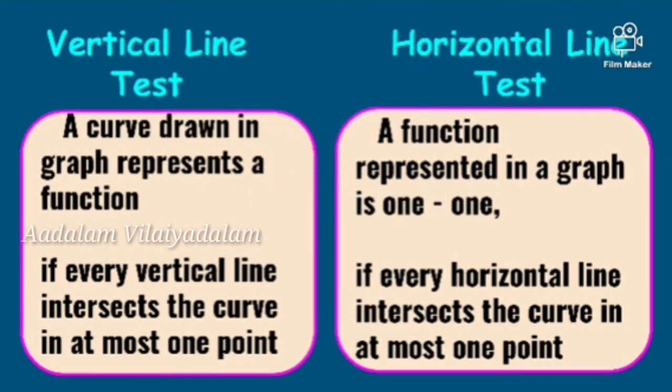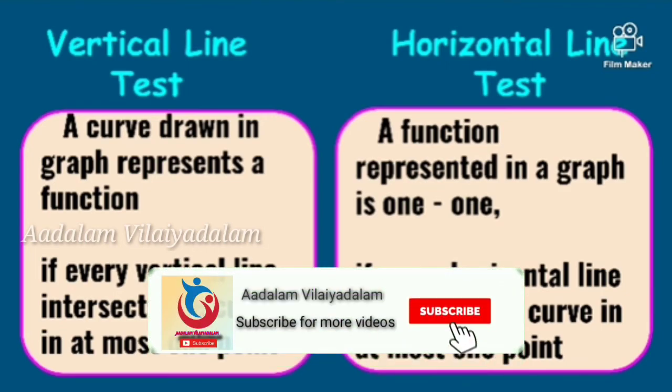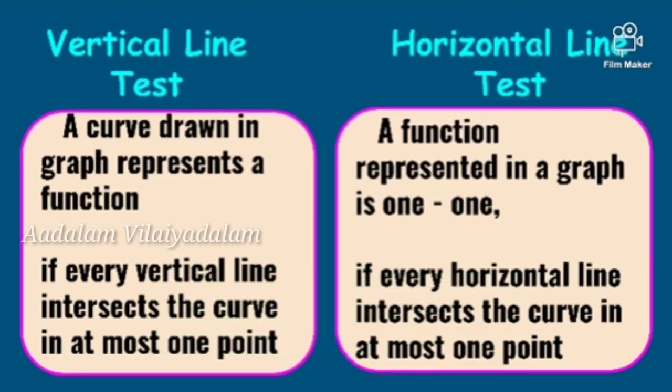Finally, here I would like to introduce the vertical line test and horizontal line test. A curve drawn in a graph represents a function if every vertical line intersects the curve in at most one point. This is called the vertical line test. What is the horizontal line test? A function represented in a graph is one-one if every horizontal line intersects the curve in at most one point.